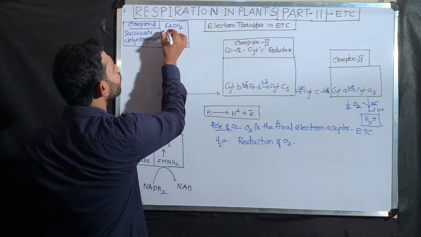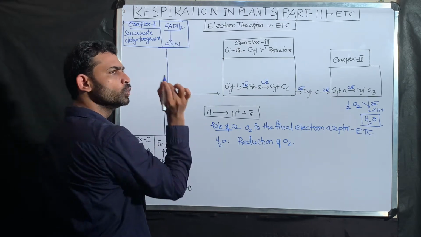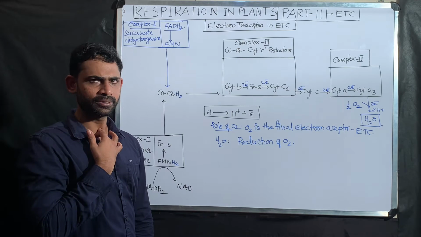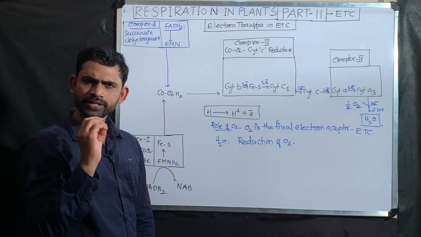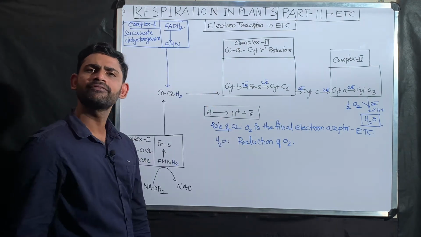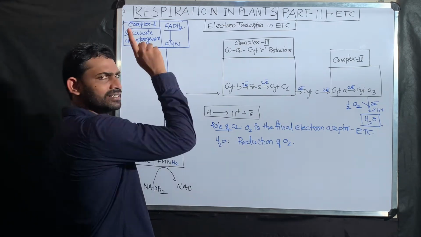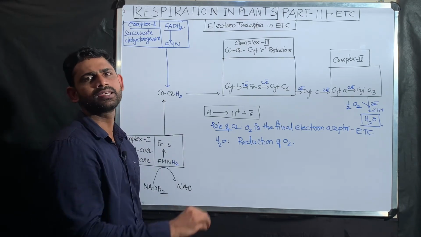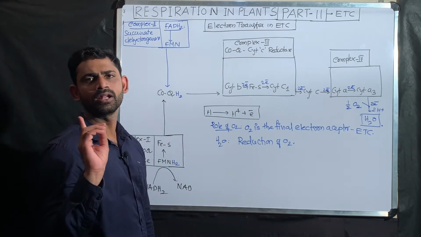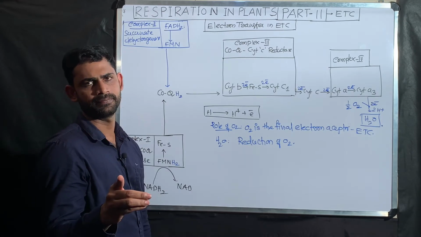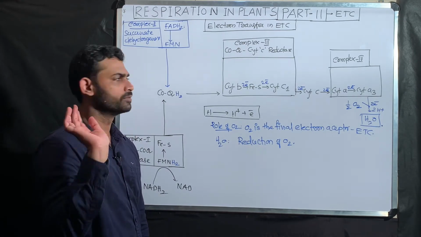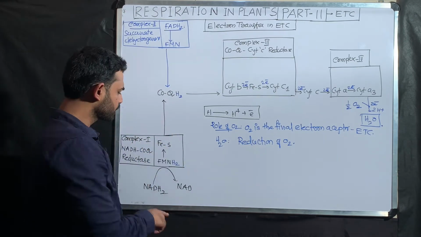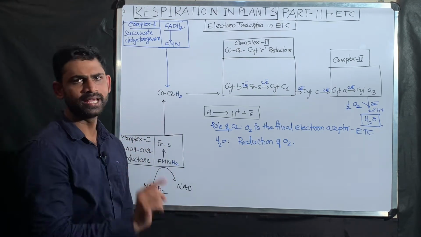If the electron donor is FADH2, in the Krebs cycle only FADH2 is produced. In the Krebs cycle, which enzyme is responsible for producing FADH2? That is succinate dehydrogenase. That is why I said succinate dehydrogenase is a common enzyme in both the Krebs cycle and the electron transport chain. That is an important point. Case 1 is if the electron donor is NADH2.